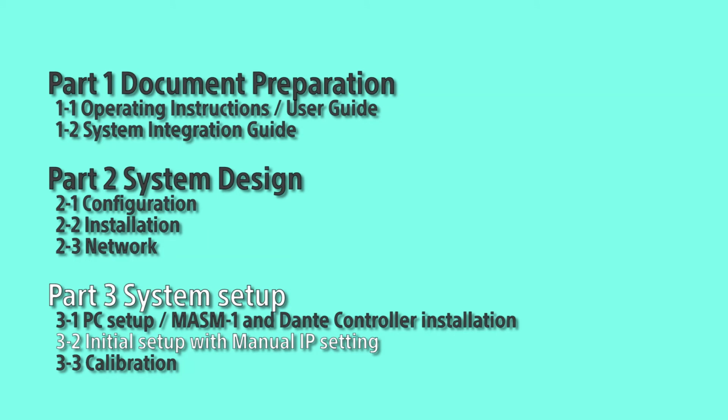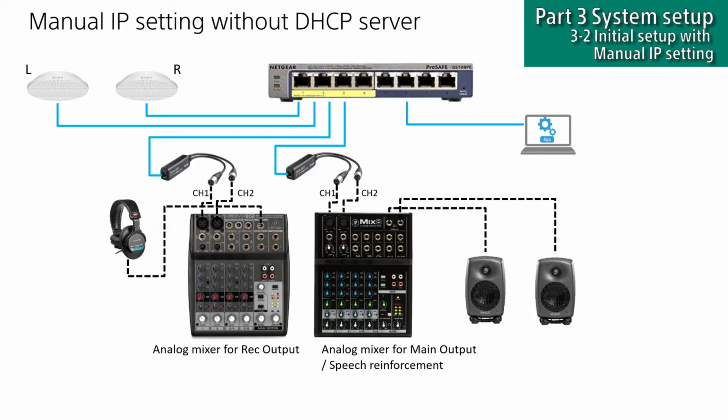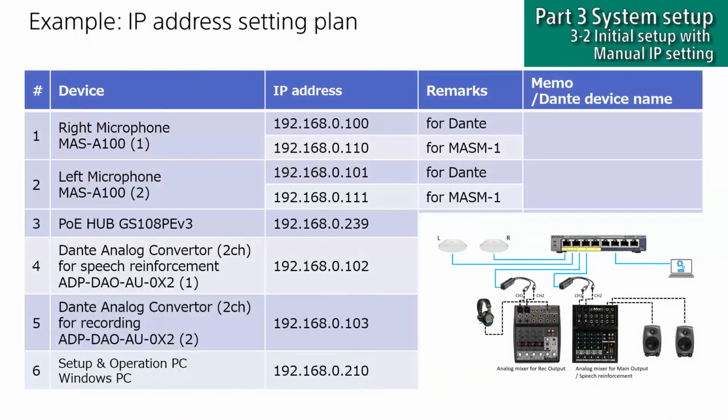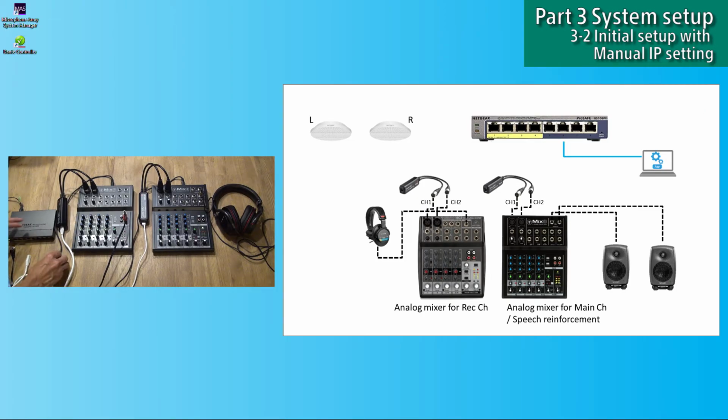Next, initial setup with manual IP setting. Separately, I will provide some information how to install using the DHCP. This is the system diagram for the case of manual IP setting without DHCP server. We need to assign the IP address for each Dante device connecting to the network one by one. This is an example of IP address setting plan. I'm going to set the IP address manually following this chart. Connect the PC and then connect to the right side of beamforming microphone.